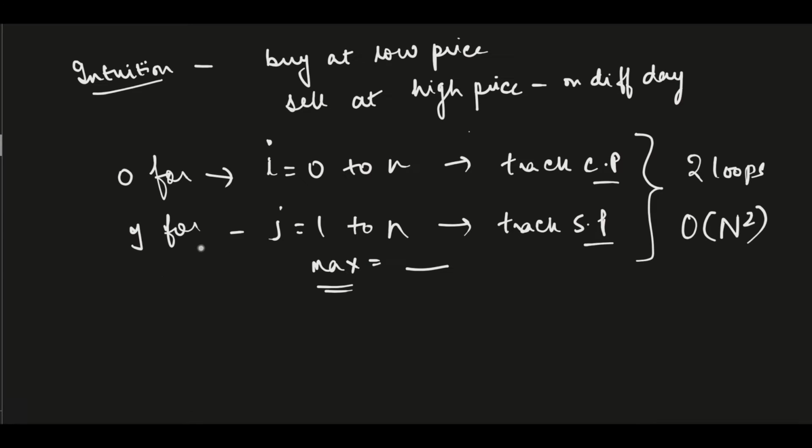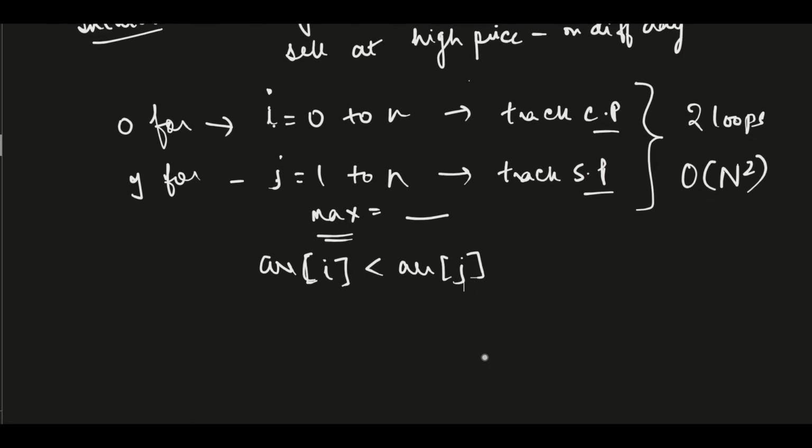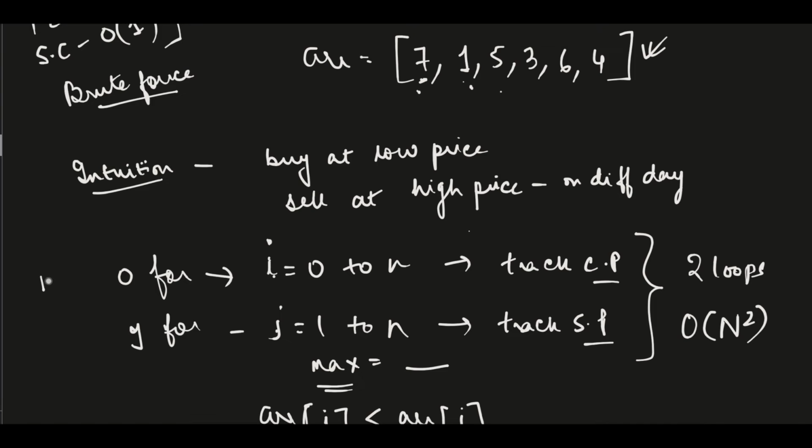Of course, we can try to optimize the inner loop by not checking I with every j, but we will check if ARR of I is lesser than ARR of j, only then do the comparison, because we don't want to sell it off at a lower price, right? We want to only sell it off when the ARR of j is greater. So yeah, that is one thing which we can do. Still, two loops are needed. This was the first approach.